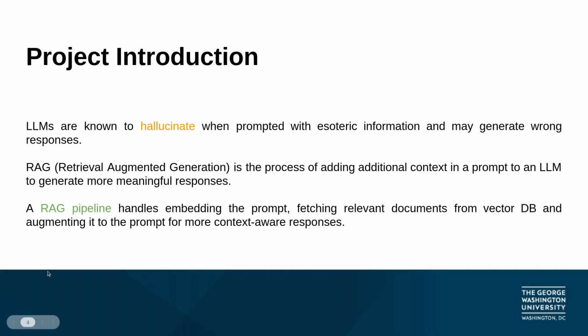So let's start with the project introduction. We know LLMs are known to hallucinate when prompted with very specific information, and they tend to generate wrong responses in that case. So RAG, which stands for Retrieval Augmented Generation, is a process of adding additional context to a prompt in the LLM to generate better responses. And a RAG pipeline essentially handles embedding the prompt, fetching relevant documents from a vector database, and then augmenting it to the prompt to generate better responses.